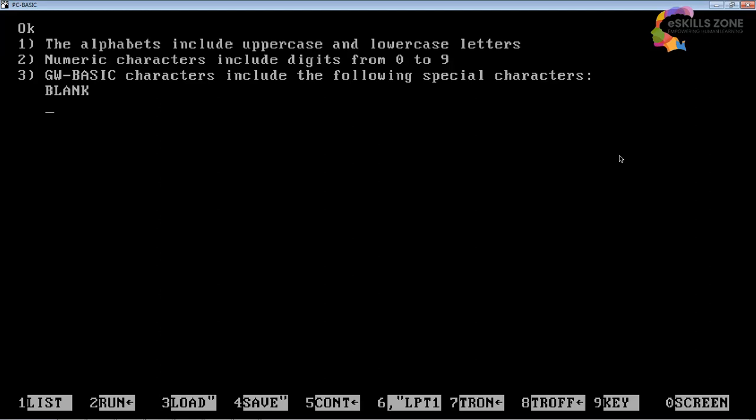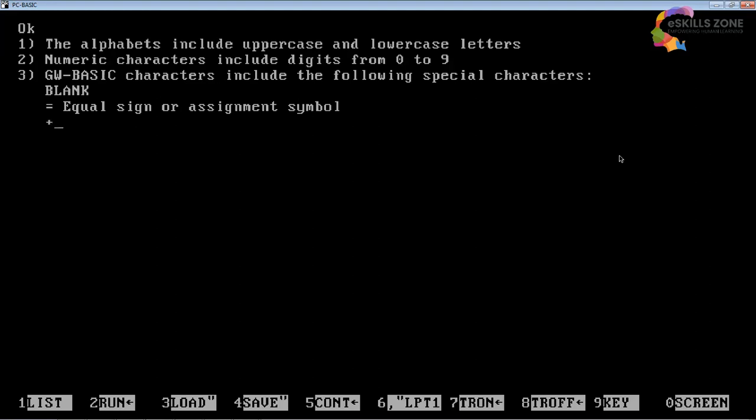The second one is the equal to sign. This is called the equal sign, a kind of special character, or assignment symbol. We will learn later, in our upcoming lectures, what the assignment symbol means, but here it is important to note that the equal to sign, or assignment symbol, is a type of special character.